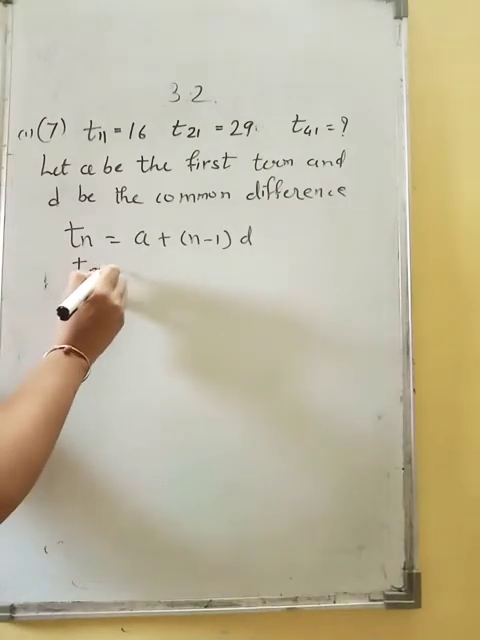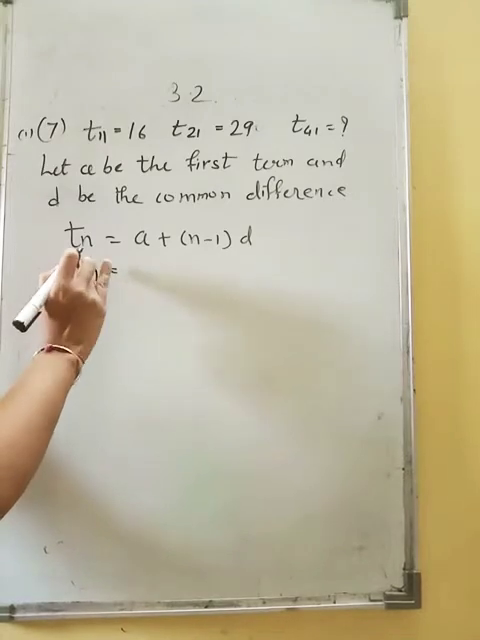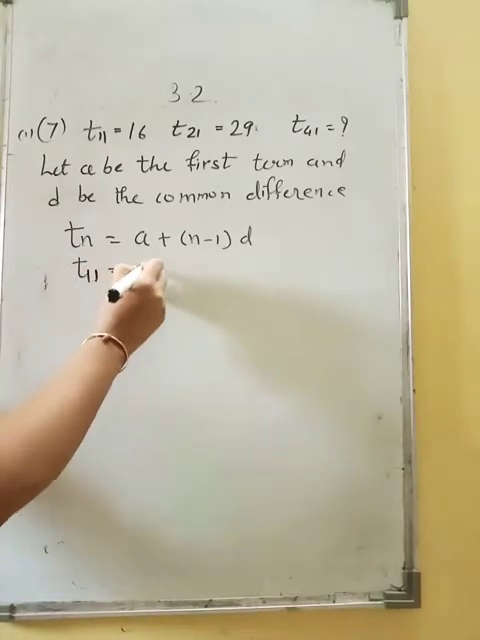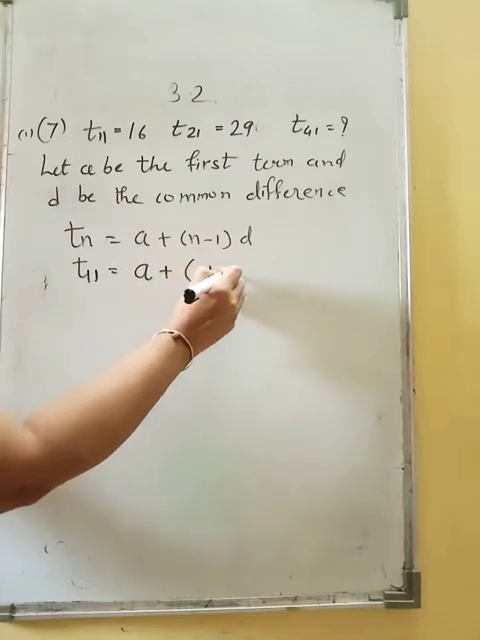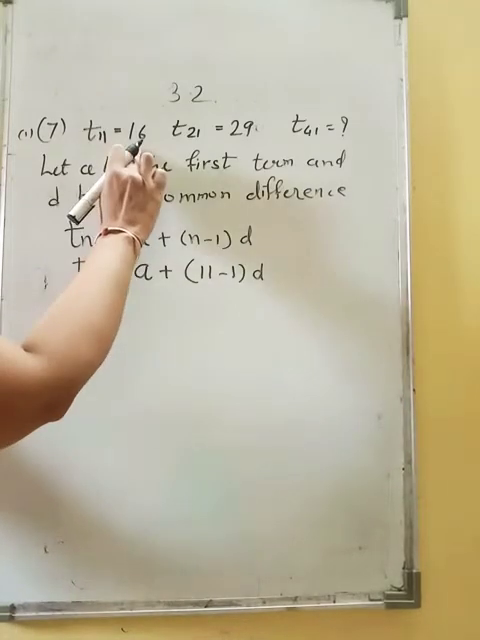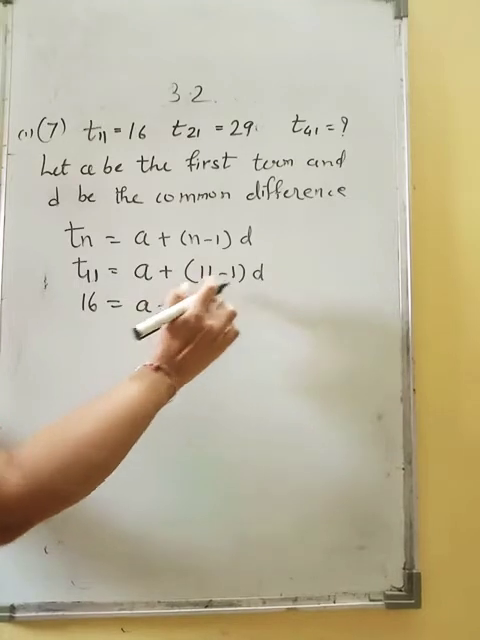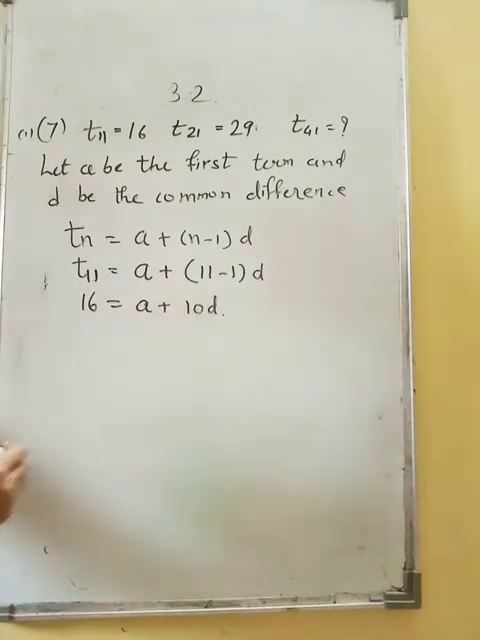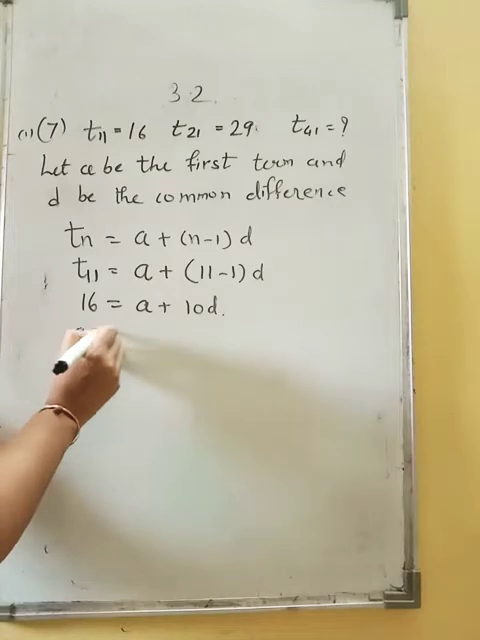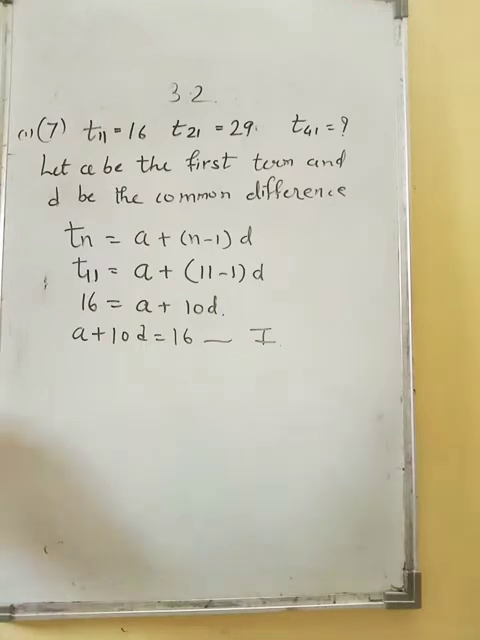So your Tn is equal to, T11 will be A, we don't know, but we know n is 11 and D also we don't know. We know the value of T11, right? It is 16. So 16 is equal to A plus 11 minus 1 is 10, so 10D. Correct? So if I write systematically, A plus 10D is equal to 16. Let it be equation number 1.